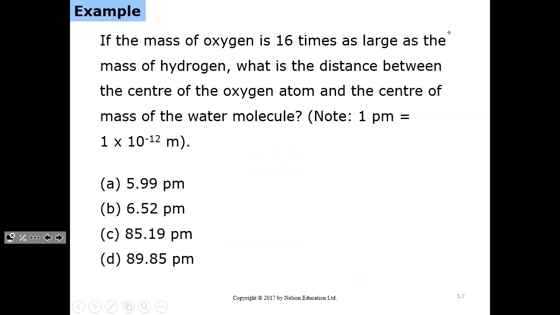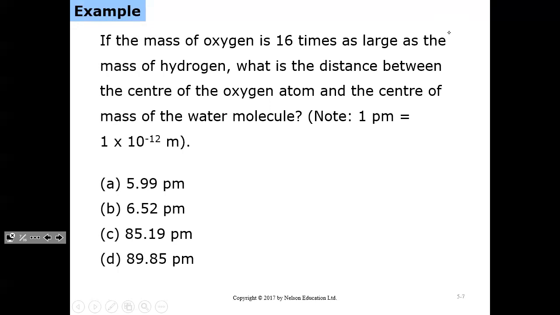So let's do this example question for center of mass for a water molecule. A water molecule consists of 3 atoms, right? 2 hydrogen, 1 oxygen. So we can ask this question: where is the center of mass of this water molecule? It has got some symmetry. We'll look at the picture in the next slide, but let me read the question first.